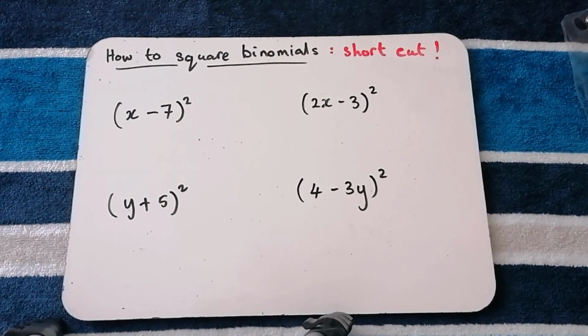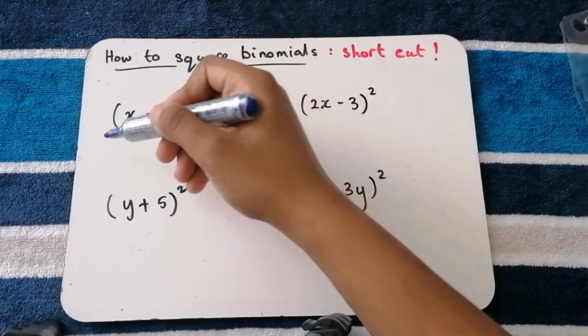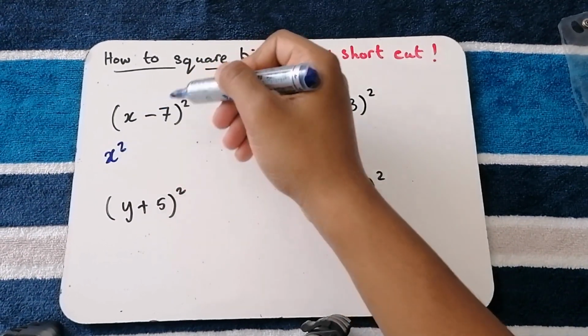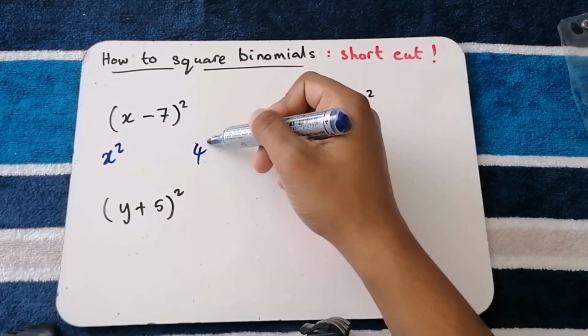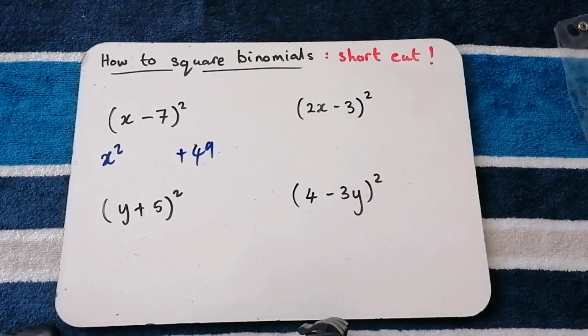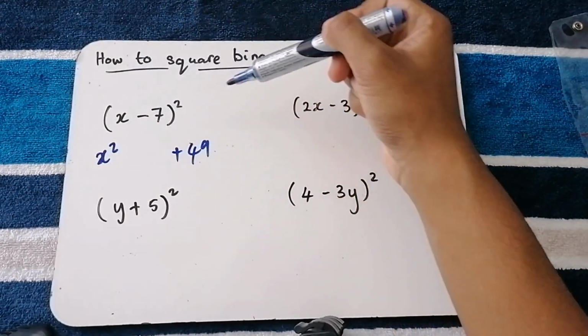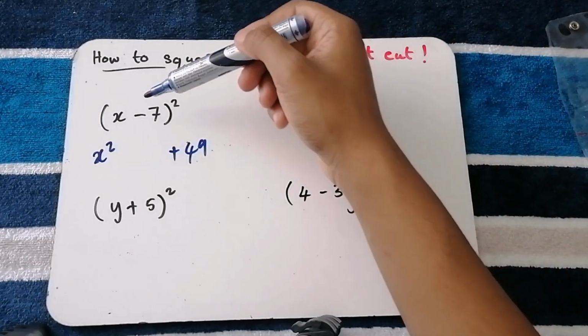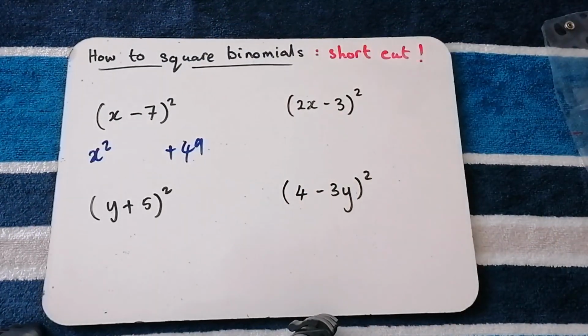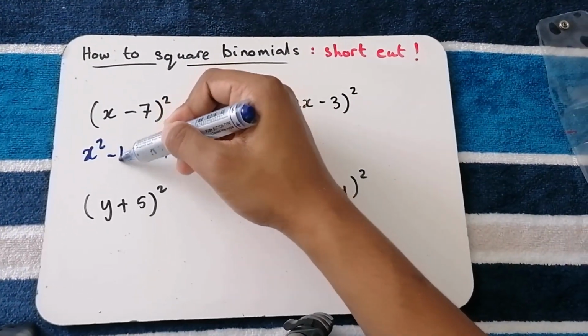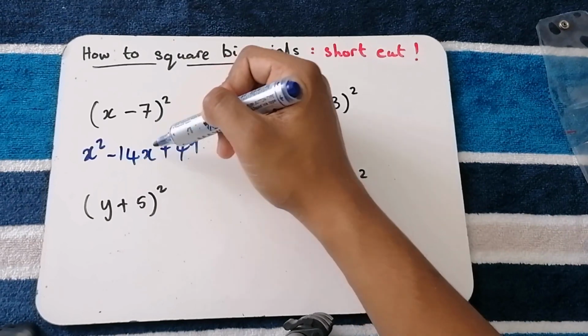So to recap, we're going to square each term. So I square the x, then I square the 7, which gives me 49. And then what happens in the middle? In the middle, I need to find the product and double it. So the product means 7 times x, and then I double that to give me negative 14x.